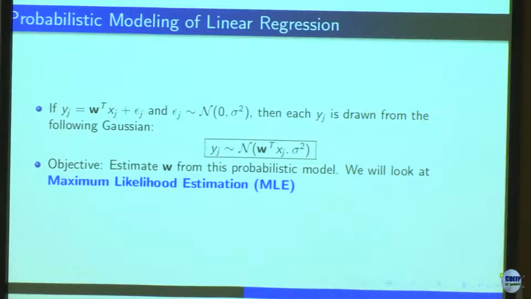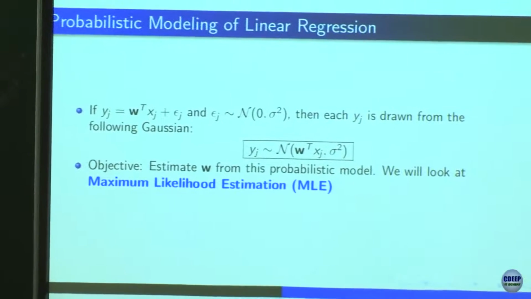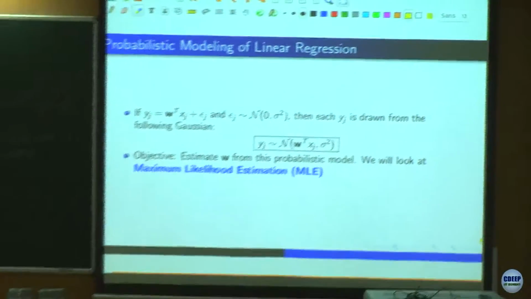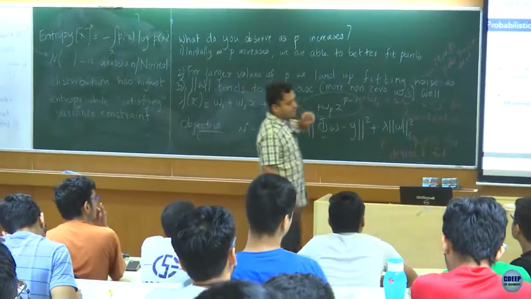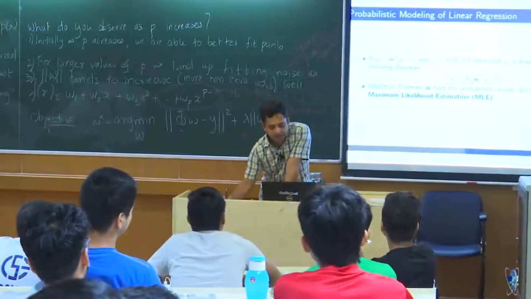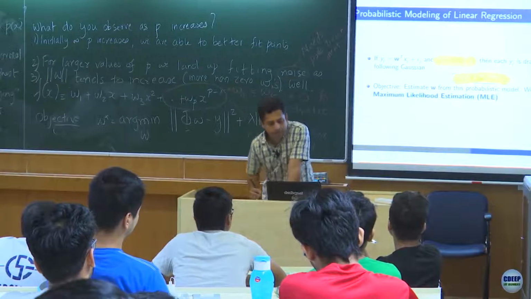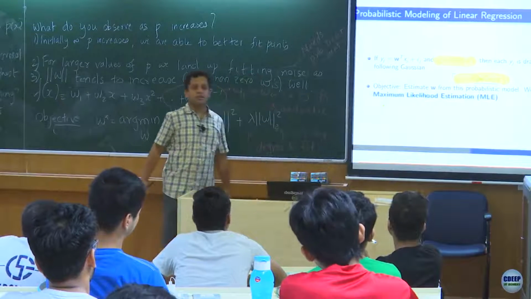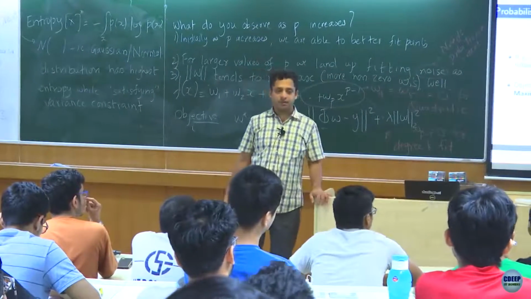The first step, as I said, is if I have a probabilistic interpretation on the coin toss, I also have a probabilistic interpretation on the number of heads across 20 coin tosses. Likewise, epsilon j being normal, mean 0, variance sigma square will mean that yj will be normally distributed with mean w transpose xj and variance sigma square.